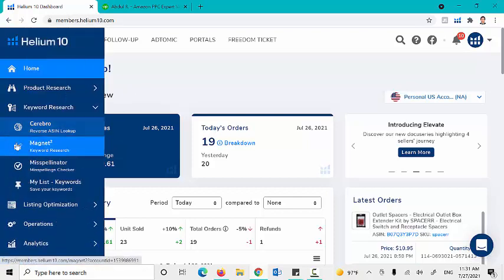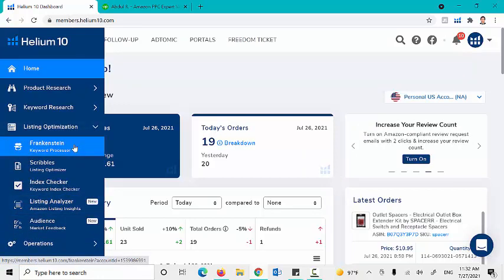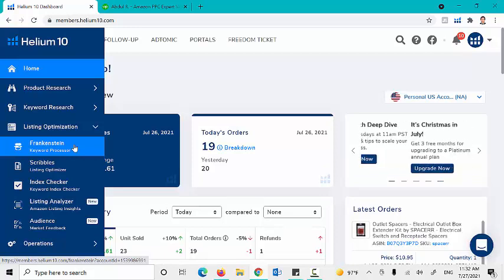You can say there is listing optimization, okay? From here we can use, for instance, the keyword processor, okay? And checking out the listing or optimization of your product listing, whether it is indexed or not, or something like that. All these options are working here.